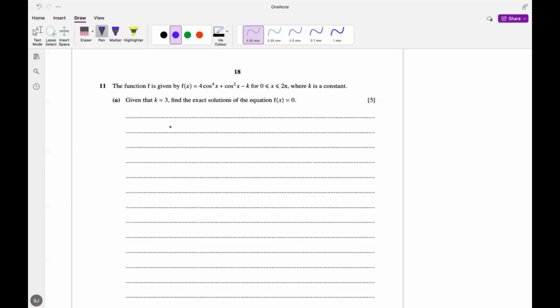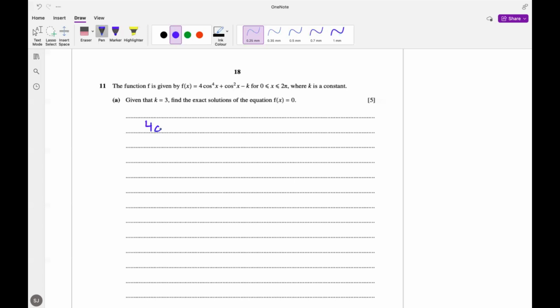In question 11, the function f is given by f of x equals 4 cos^4 x plus cos^2 x minus k for x from 0 to 2 pi, where k is a constant. In part A, given that k equals 3, we have to find the exact solutions of the equation f of x equals 0.